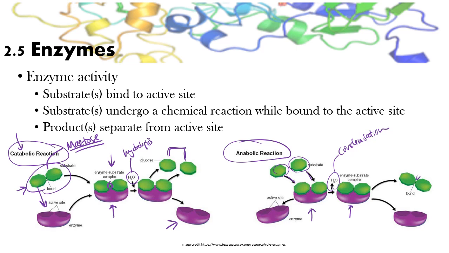And we end up with that bond, which we know is a 1,4-glycosidic linkage because this is now maltose.